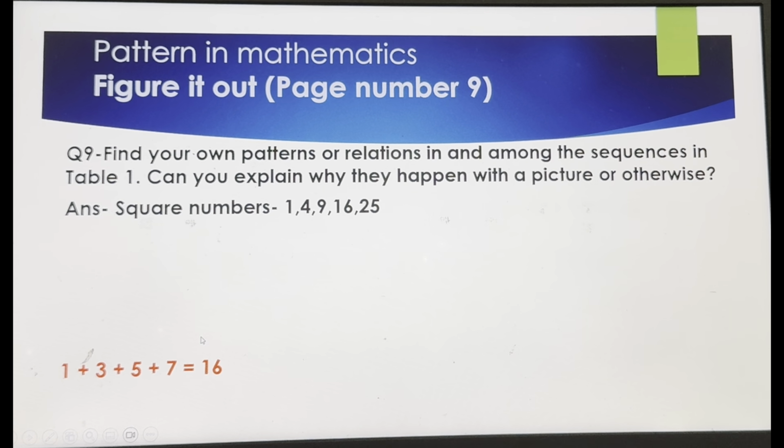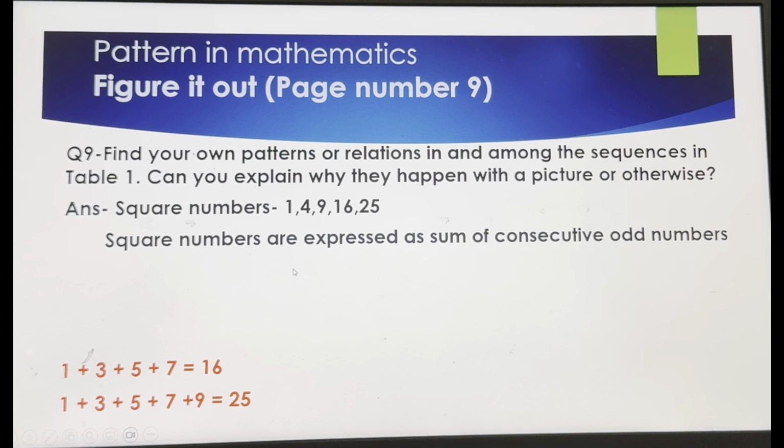So just see, square numbers are expressed as the sum of consecutive odd numbers. Just see the sequence. 1 is equal to 1. 1 plus 3 is equal to 4. So we have learned odd numbers and we have learned square numbers. So the relationship between odd numbers and square numbers is that when you add the consecutive odd numbers, you get the square numbers. Correct? So this is one pattern which I have identified. Now you try to identify one more pattern or more such patterns like this.